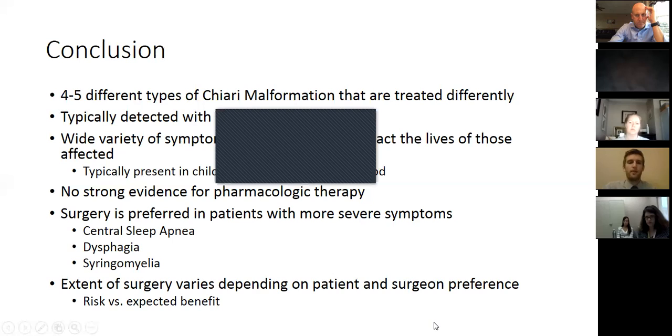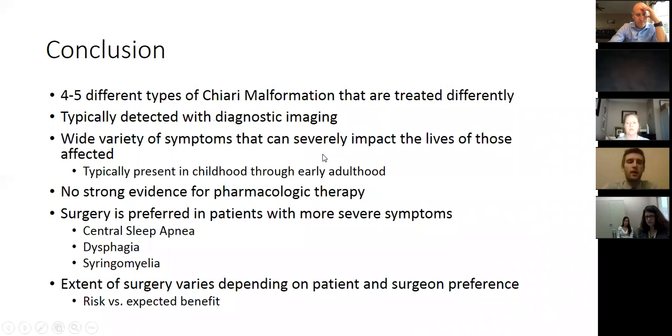So in conclusion, there are about 4 to 5 different types of Chiari malformation. They're all treated differently as far as surgical correction goes.